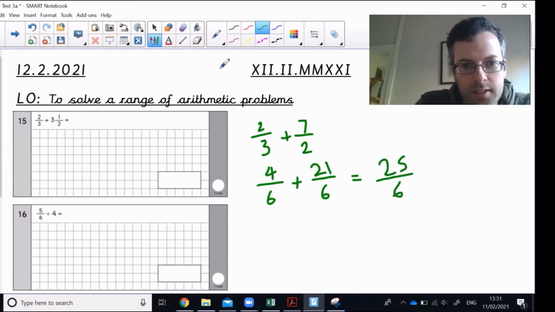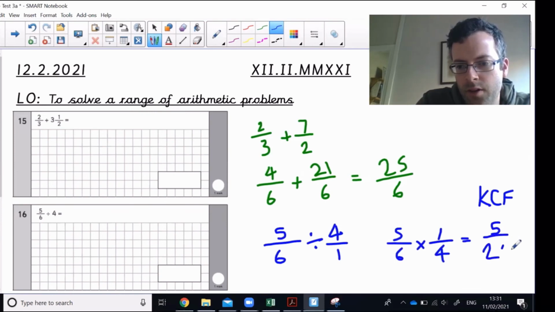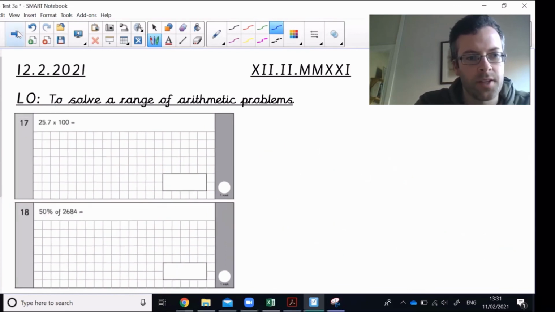Then 5/6 divided by 4. Well, I'm going to divide it by 4 over 1. And we're going to use keep, change, flip. So I keep the first fraction the same, 5/6. I change the division to a multiplication. And I flip the last fraction. So I'm left with 5 over 24. That answer is 25 over 6. That answer is 5 over 24. Oh, it's actually going to be quite close. Question 17.